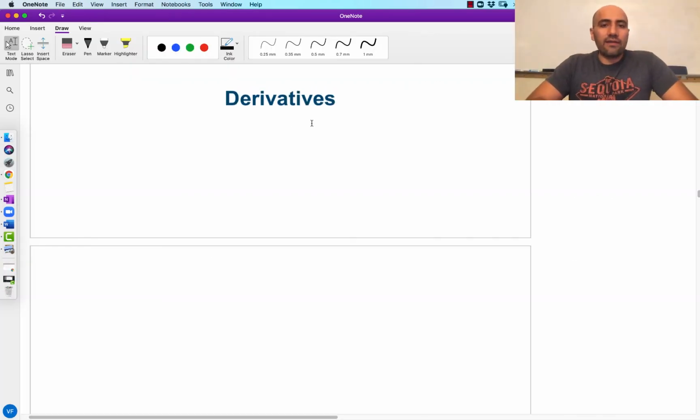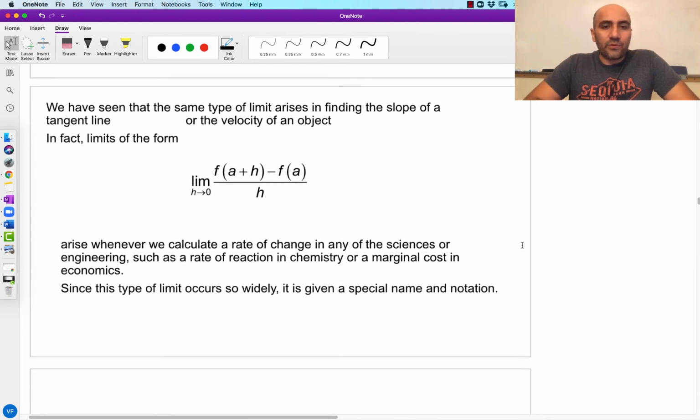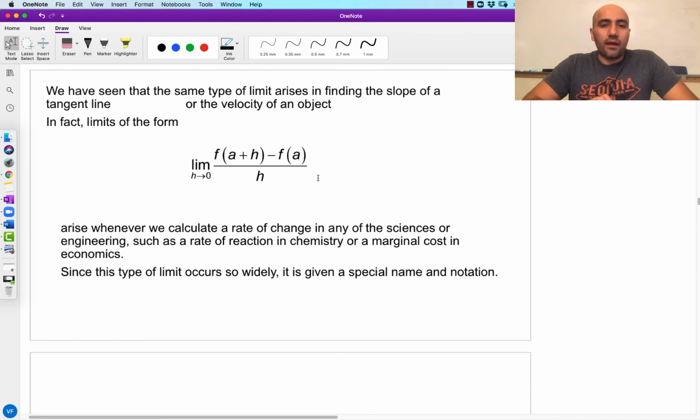Okay, so finally we arrive at our formal definition of derivatives. As we have seen, this type of limit appears whenever we're trying to find the slope of a line that's tangent at a point. And also, the exact same limit presents itself when we're looking at the velocity problem, the velocity when we're given a position function. There are lots of places we're going to run into this. Whenever we're looking at the rate of change of something in any of our sciences or engineering classes, we'll see that this same limit presents itself. It's very popular, so popular in fact that we give it a specific name.